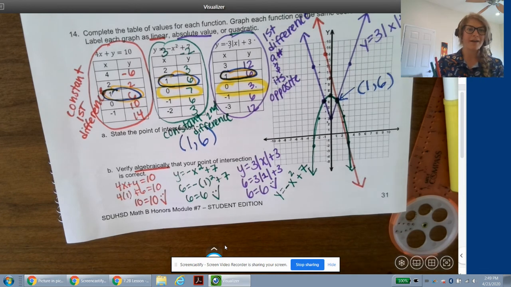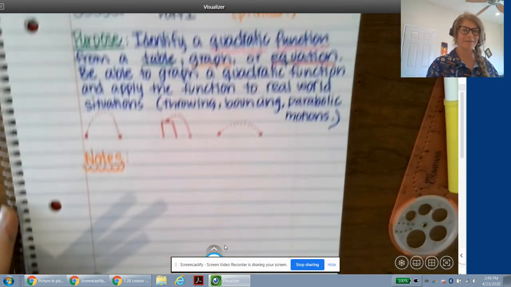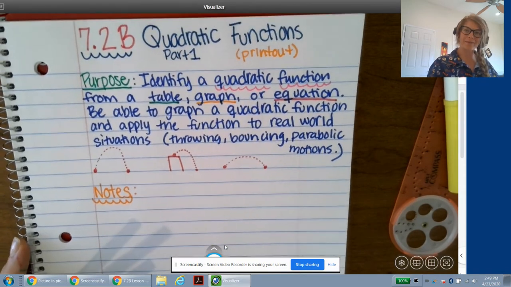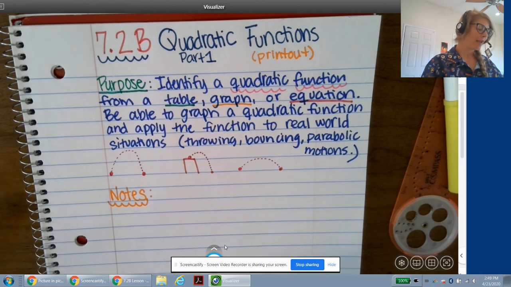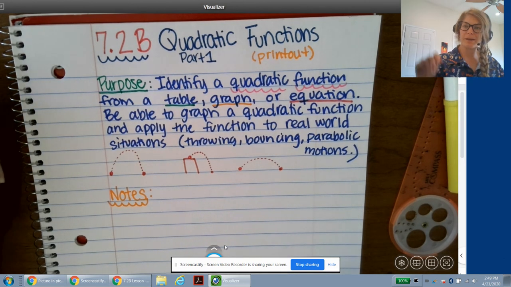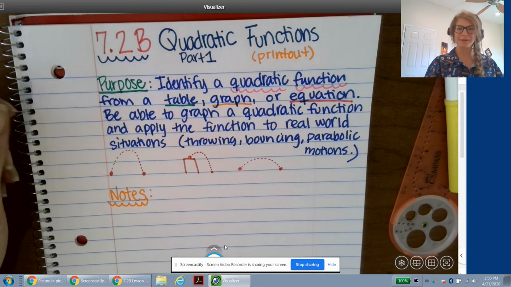So cool. That concludes our 7.2b quadratic functions dealing with parabolas. We're going to be working on part 2 of quadratic functions next. And when you're out in the real world, maybe go bounce a bouncy ball and take a look at that parabolic motion as it keeps bouncing.